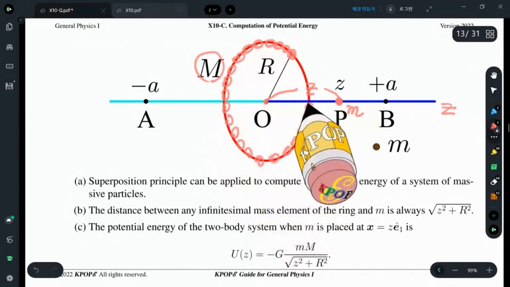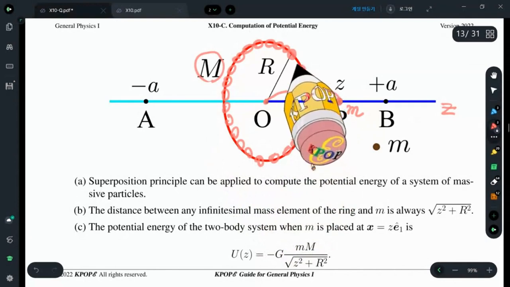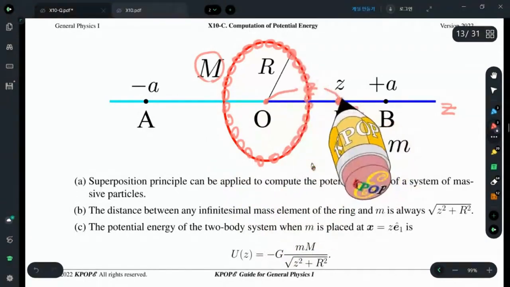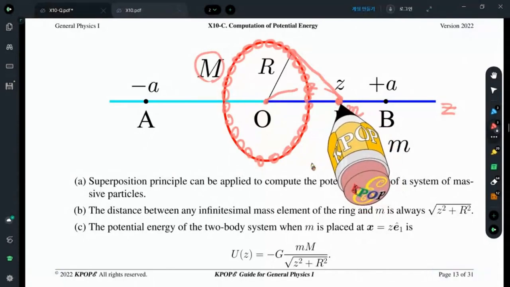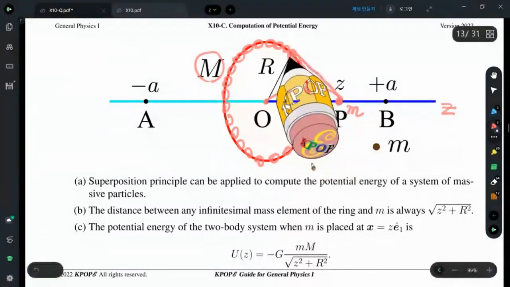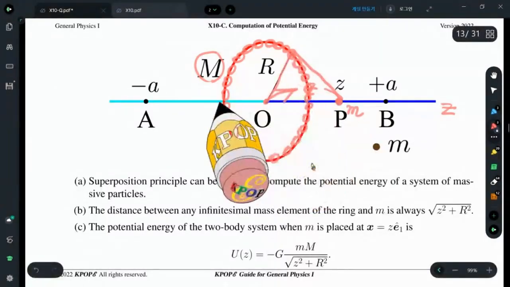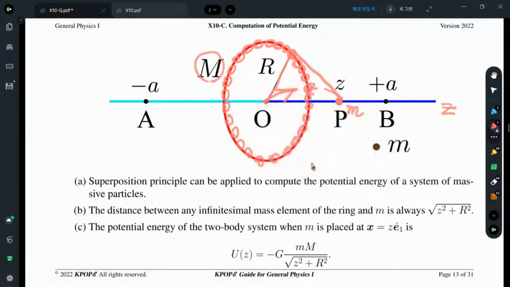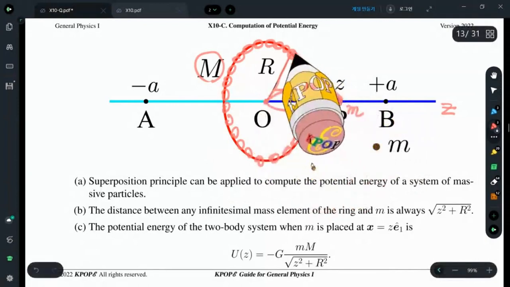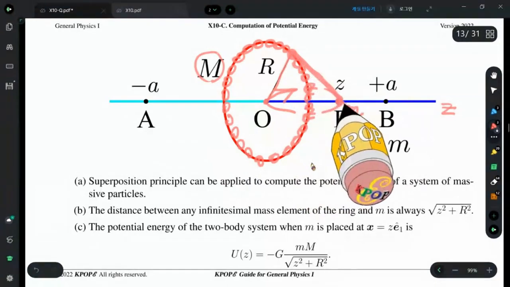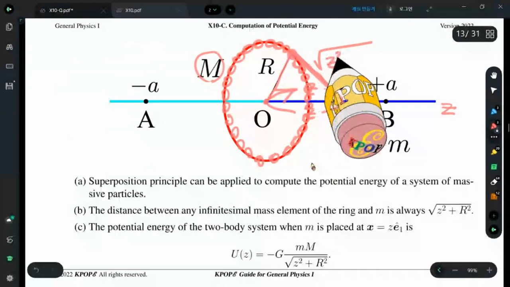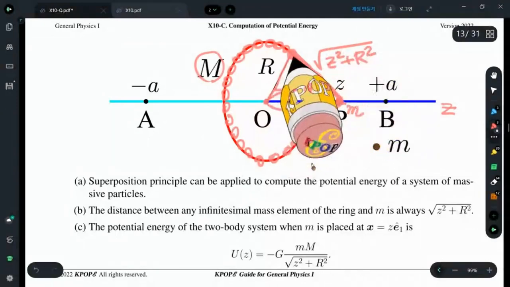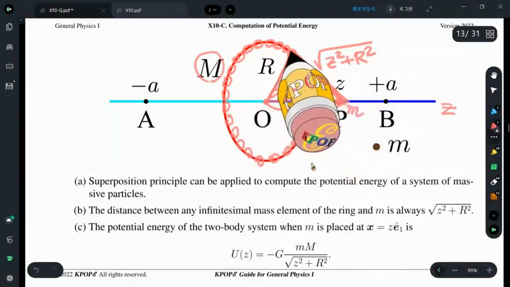But I noticed that every point on this circle has the same distance from this point P. What is this? We have a radius that is perpendicular to the z-axis, and this is z. And what is the direct distance from this point to there? That is the square root of z squared plus R squared. Understood? This is a right triangle.